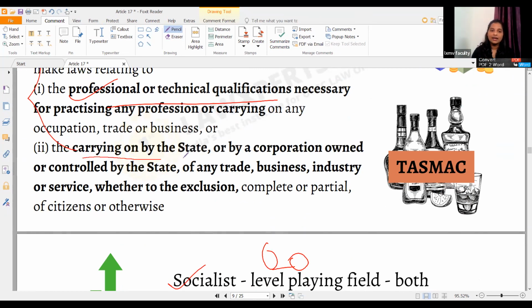Next, the state can monopolize any trade. Last class also we saw this statement, right?